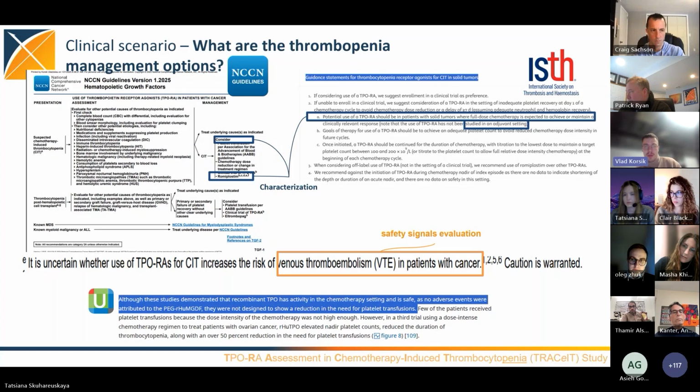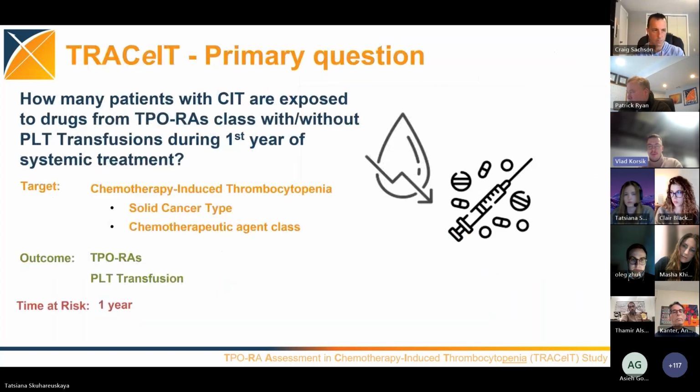All of the above helps me to formalize the primary question of the study I want to ask. So how many patients in reality diagnosed with chemotherapy-induced thrombocytopenia are actually exposed to drugs within the TPO-RA class, irrespective of the platelet transfusion state, during the first year of their active systemic therapy?